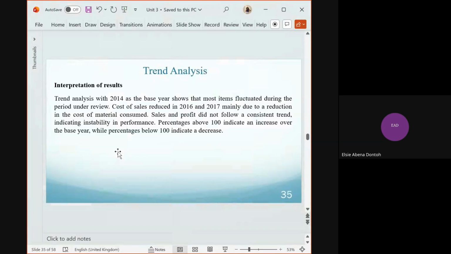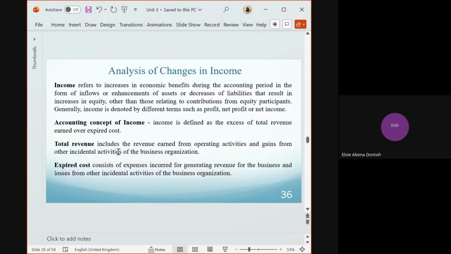So for the interpretation, trend analysis with 2014 as the base year shows that most items fluctuated during the period under review. As we've seen earlier, cost of sales reduced in 2016 and 2017, mainly due to reduction in cost of materials consumed. Sales and profit did not follow a consistent trend, indicating instability in performance, and percentages above 100 indicate an increase over the base year, while those below indicate a decrease.